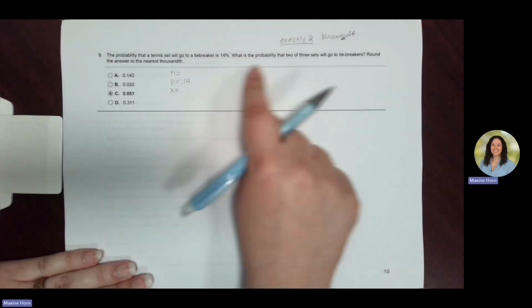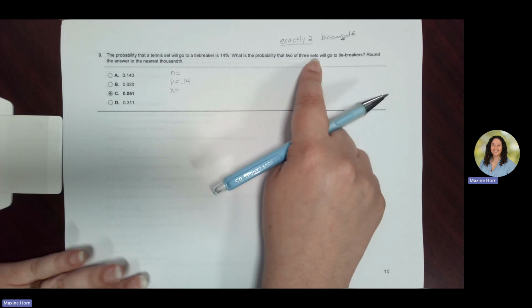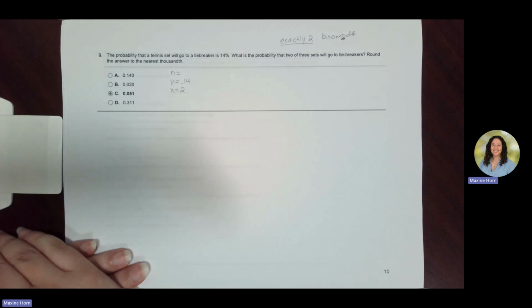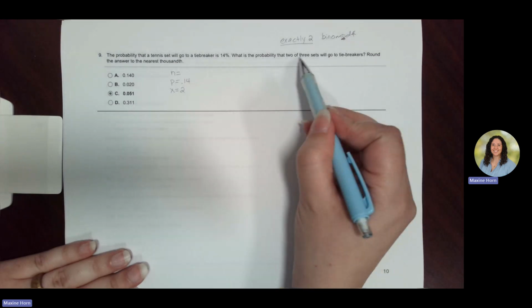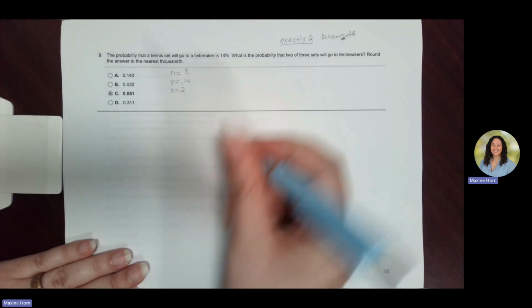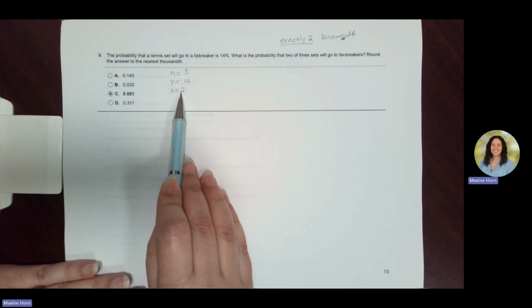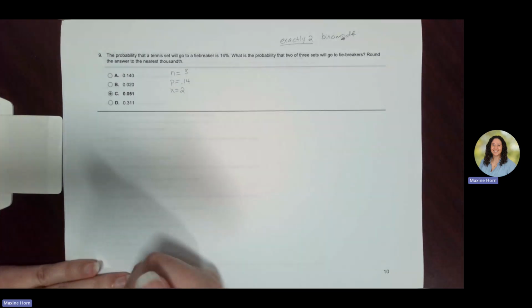The probability that 2 of 3 sets. Okay, exactly 2, that's our X. Well, what's our N? Our N is 3. There are 3 sets, and of the 3 sets, we want to know the probability that exactly 2 will go to a tiebreaker.